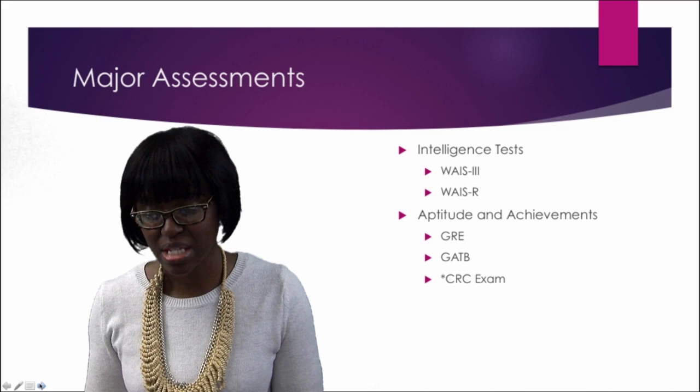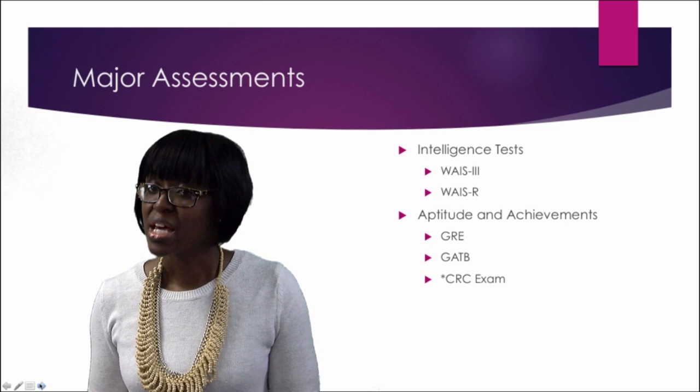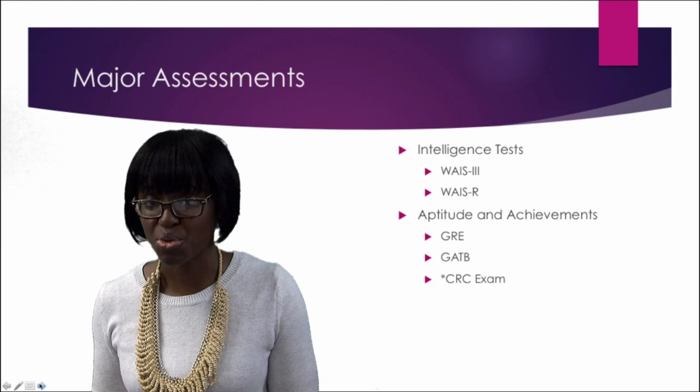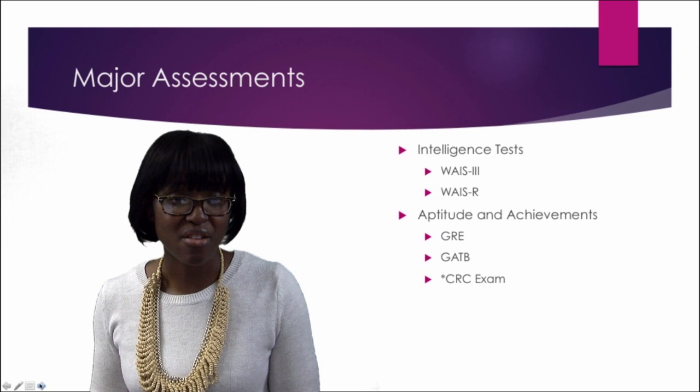There are 11 subtests on the R, and each has a mean of 10 and a standard deviation of 3. Again, just knowing those is important, not necessarily having to understand all of what it's measuring and the different scores and various things like that, but it may just ask you a true-false question of, does the WAIS have 11 subtests? What does each have? Each have a mean of what? A 10 and a standard deviation of 3. Questions like that.